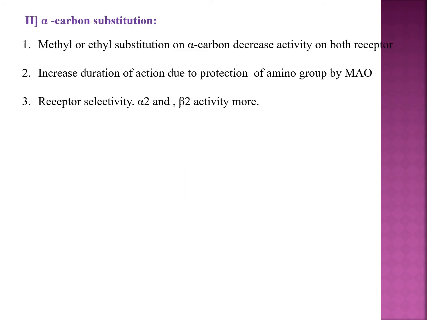Now the second point in SAR is alpha carbon substitution. First point, methyl or ethyl substitution on the alpha carbon decreases the activity on both receptors. Second point, the duration of action is increased due to protection of the amino group from the MAO enzyme. It also affects receptor selectivity, that is, the compound has more activity on alpha 2 and beta 2 receptors as compared to alpha 1 and beta 1. For example, here is alpha-methylnoradrenaline, which has a methyl group on the alpha position.